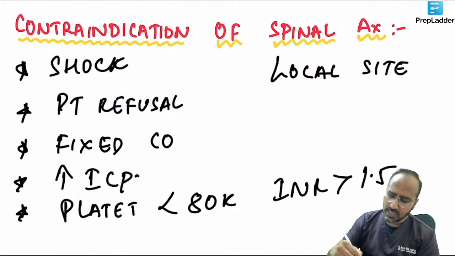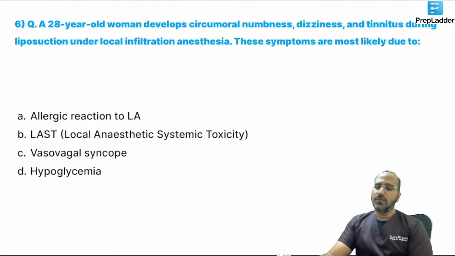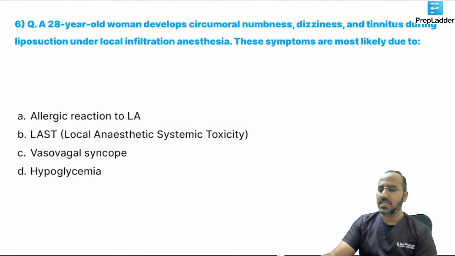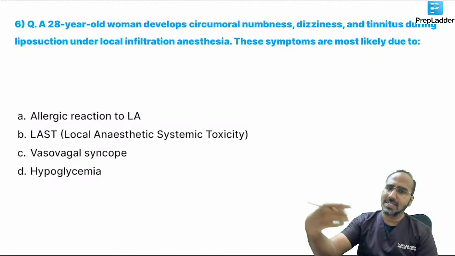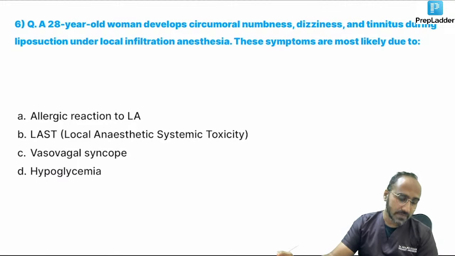Okay, now guys, coming to the next question. A 28-year-old woman develops circumoral numbness, dizziness, and tinnitus during liposuction under local infiltration. Guys, liposuction can be done under local. It can be done under general also, depending upon the patient. If the patient can tolerate well, we can do it under local. So we are imagining that this patient had received local anesthesia and now these symptoms develop. Circumoral numbness, tingling and all. So what could be the symptom?